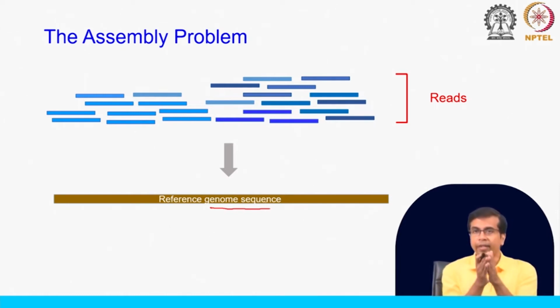So, we have these DNA fragments. We isolate cells, we have these DNA fragments, we sequence using a sequencing platform, we get these reads, and finally, the ultimate goal is to know the full sequence. Get the full sequence in one continuous stretch. This is what we call the assembly problem.